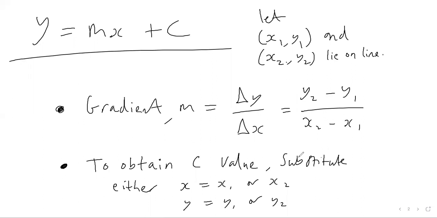And to obtain the c value, let's say you've got those coordinates there. You've then calculated the gradient between these two points on your straight line. Let's say you now need to find the c value to get the equation.